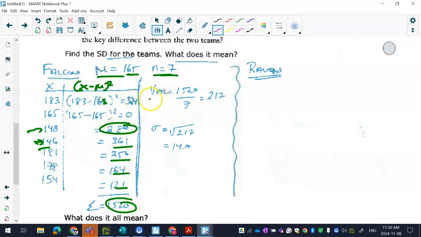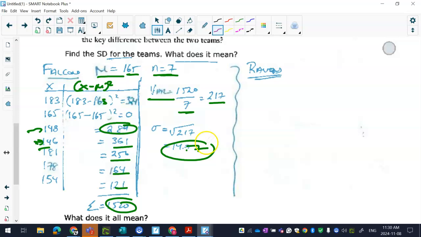There's your sum. To get the variance, that says variance VAR, you take the sum and you divide by n. So 1520 divided by 7 is 217. To get the standard deviation, or the sigma in this case, or small s if you're using just a sample, doesn't matter, you take the root of this and you get 14.7.